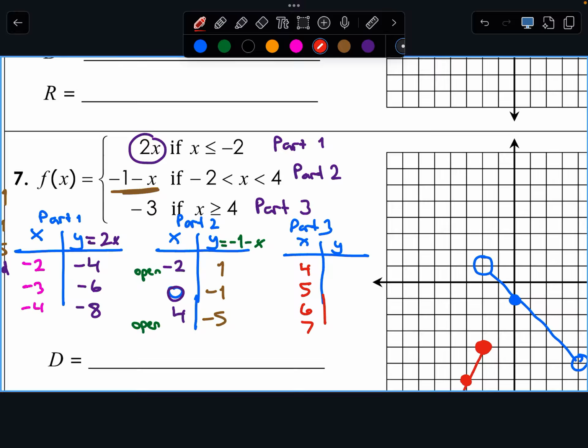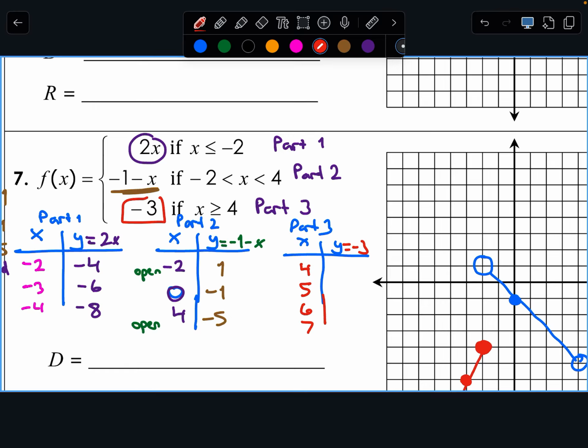All right, so now what we're going to do is we're going to put the value of y. In this case, what is the value of y? -3. So basically it's y equals -3, right? Because on part 3, the y value is -3. Does everyone see that? Okay, now, what kind of circle am I going to put for 4 on this graph? Why is it closed?